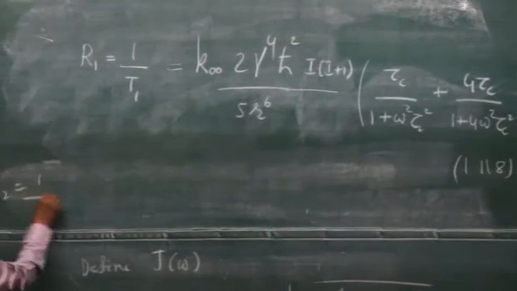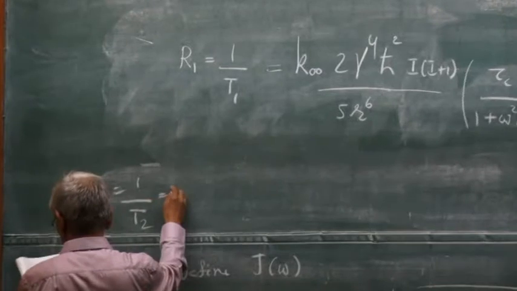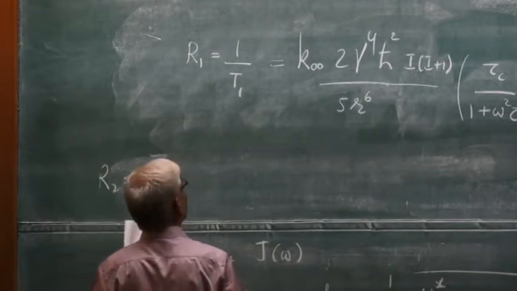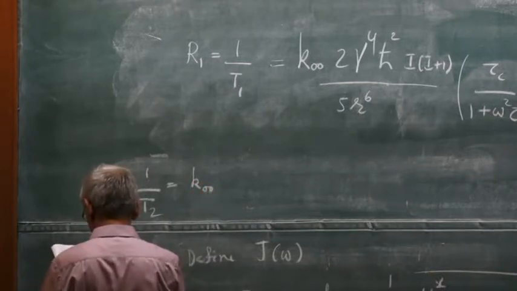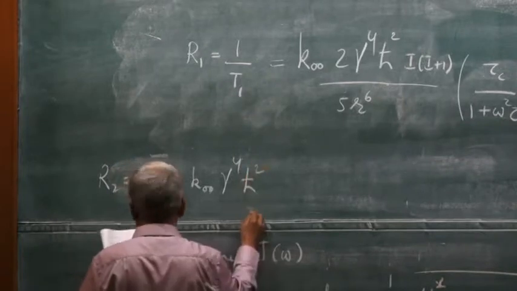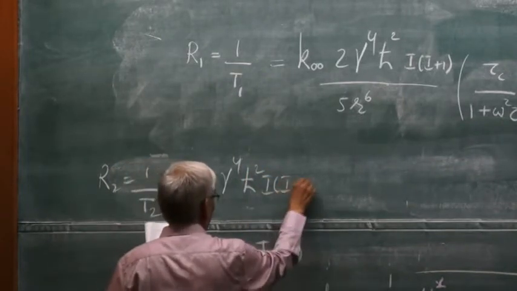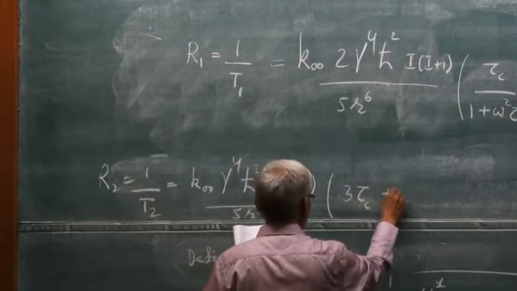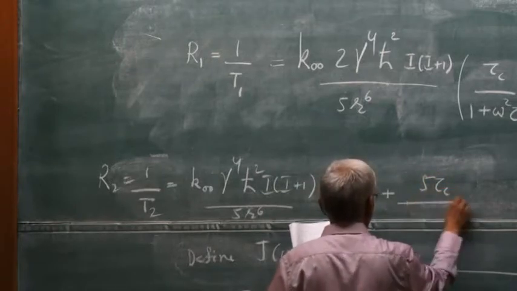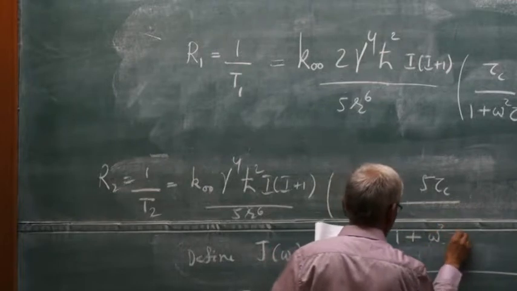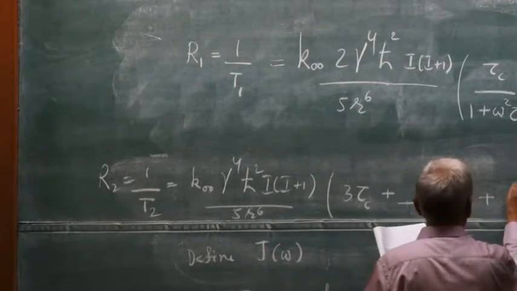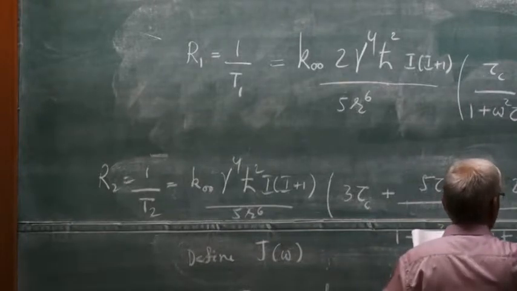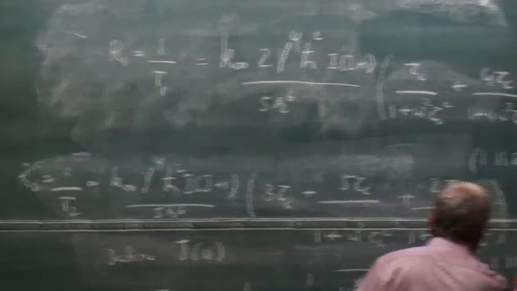And R2, which is equal to 1 by T2, is equal to K00 gamma to the power 4 h cross squared divided by 10 r to the power 6 times 3 tau c plus 5 tau c divided by 1 plus omega squared tau c squared plus 2 times tau c divided by 1 plus 4 omega squared tau c squared. This is equation 1.119.